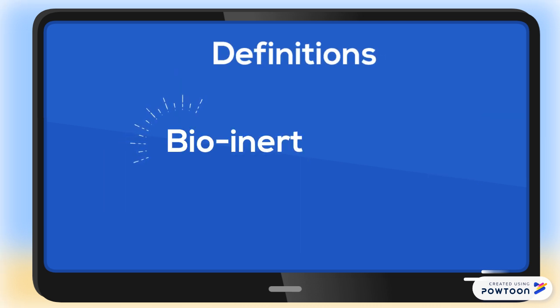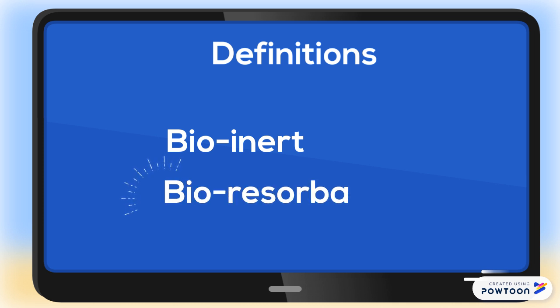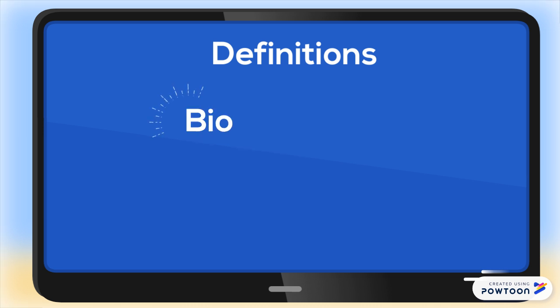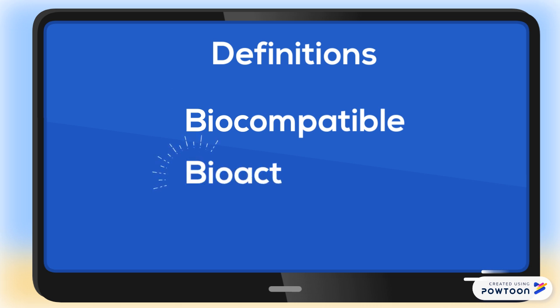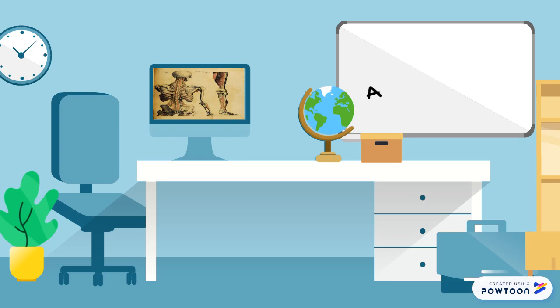Furthermore, bioinert materials are those which do not initiate a response or interact with natural cells, while bioresorbable materials are those that once placed in the body start to dissolve or be resorbed and replaced by advancing natural tissue. Biocompatible materials are those that are not harmful or toxic to natural cells. And finally, bioactive materials are those that, when placed in the body, interact with the surrounding cells.